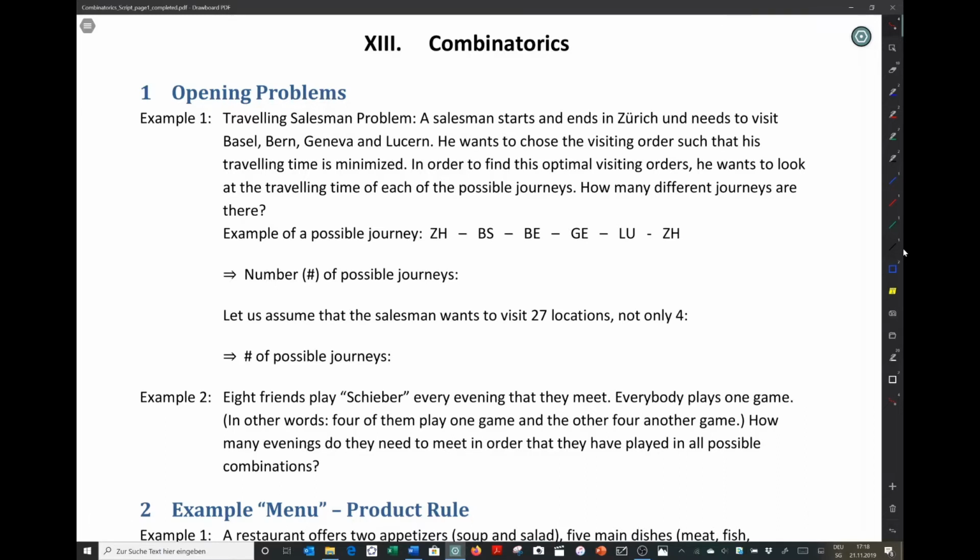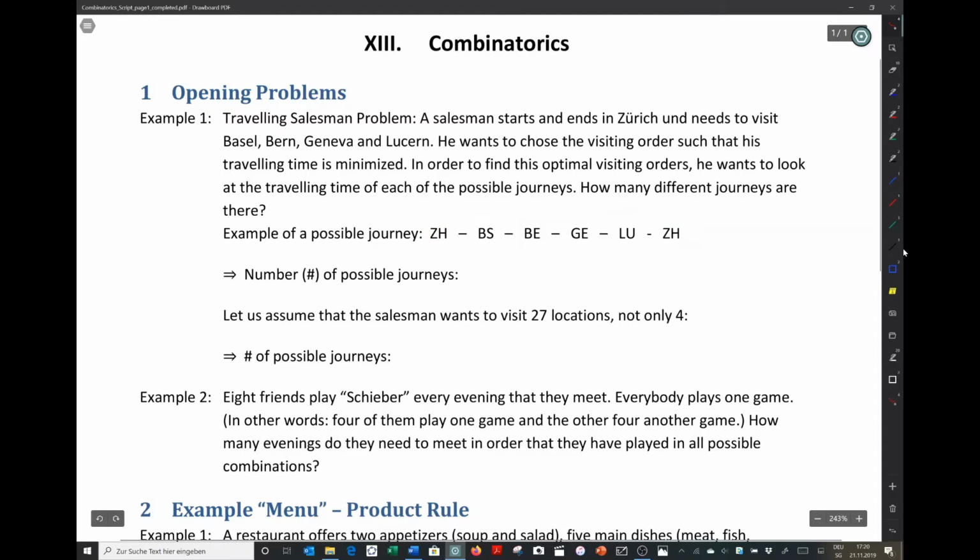in mathematics. A salesman wants to visit a number of cities, and he wants to visit them in an order such that his traveling time is the shortest possible. In this specific example, he starts and ends in Zurich and visits Basel, Bern, Geneva and Lucerne. Question is, how many different journeys are possible? The example here shows one possible journey.